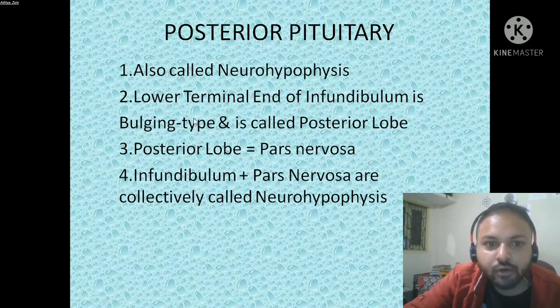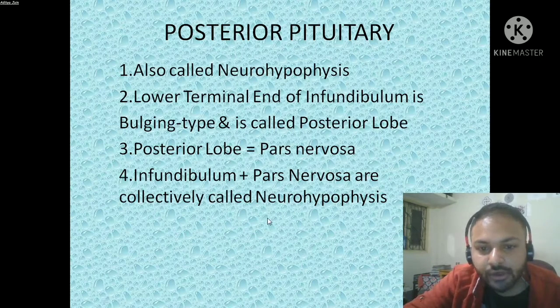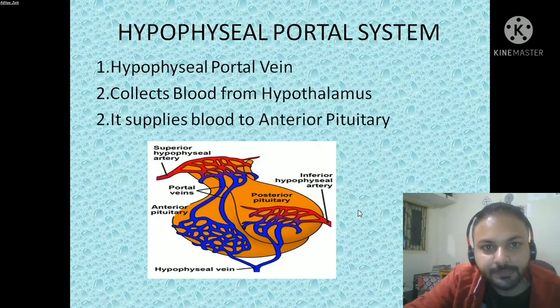And what is the posterior lobe? The infundibulum is the stalk. The terminal part of the infundibulum is bulged out and it is known as the posterior lobe. So the infundibulum and its bulged out part, that is pars nervosa, the posterior lobe, is known as the posterior pituitary or neurohypophysis.